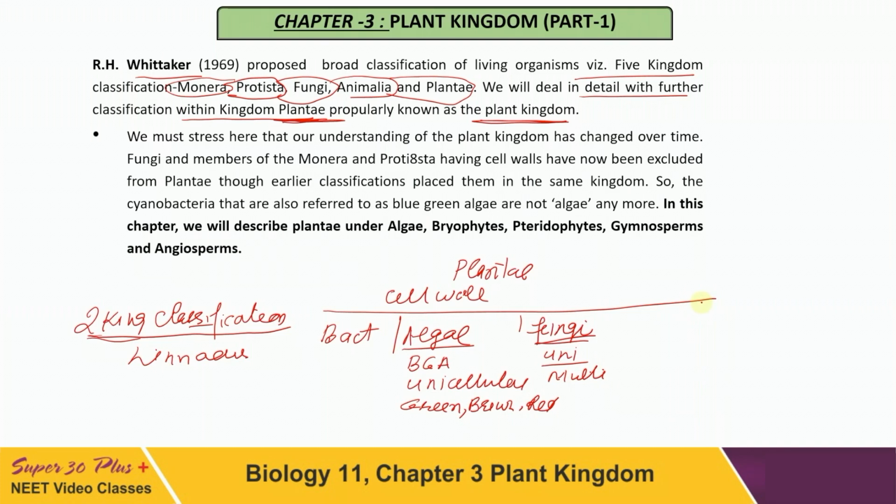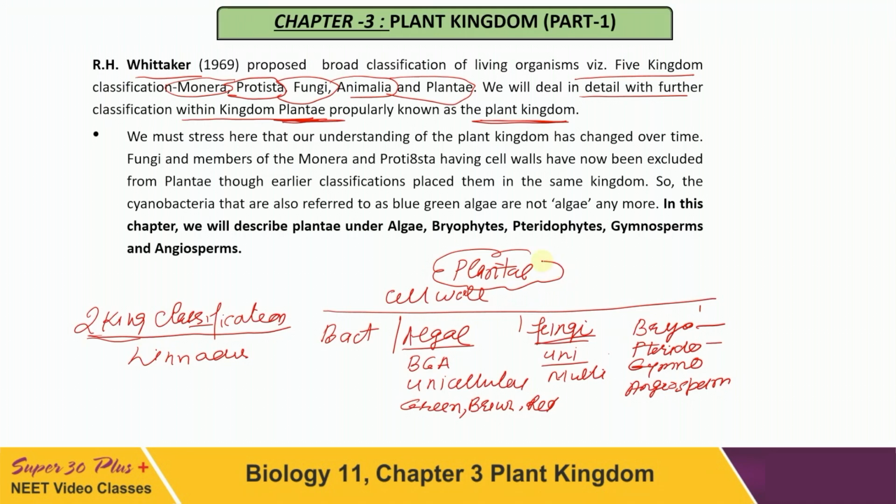And then in the last he kept in kingdom Plantae, Linnaeus, bryophytes, pteridophytes, gymnosperms, and angiosperms. Right? So that was the concept at the time of Linnaeus in the 2 kingdom classification, what we meant by kingdom Plantae.